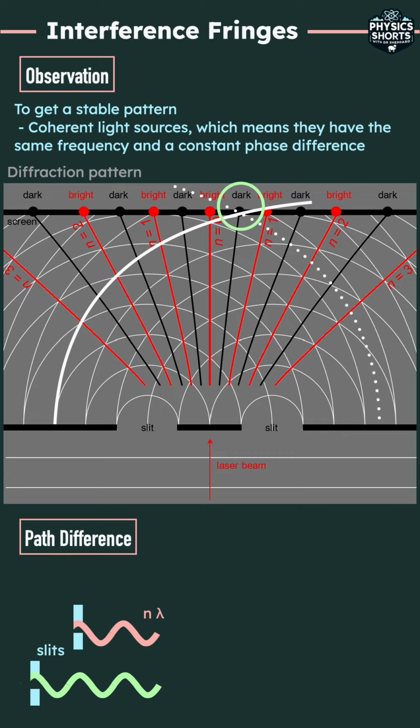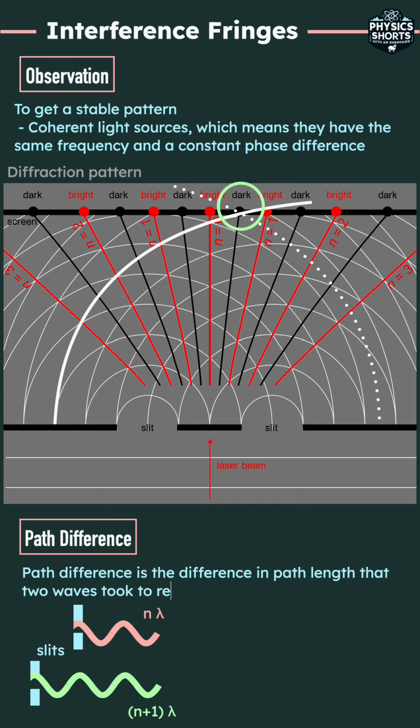If wave 1 travelled a distance of n wavelengths, wave 2 must have travelled n plus 1 or n plus 2 or n plus m wavelengths. In other words, wave 2 travelled an integer number of wavelengths further than wave 1. This is called the path difference. So path difference is the difference in path length that two waves took to reach a point.